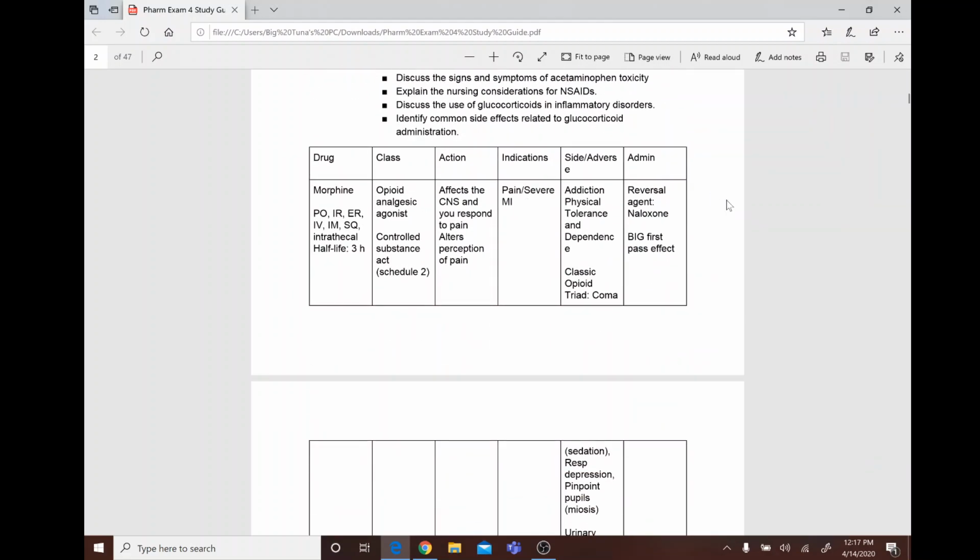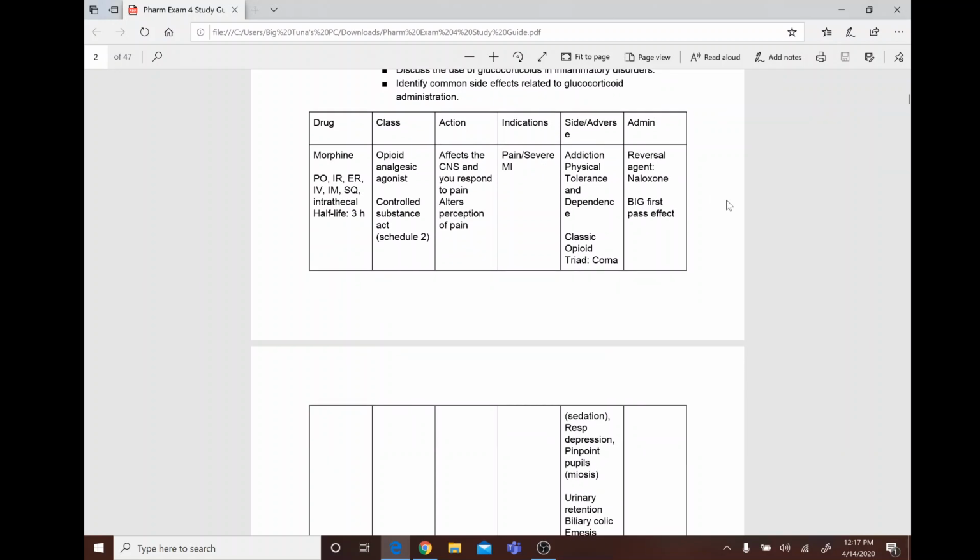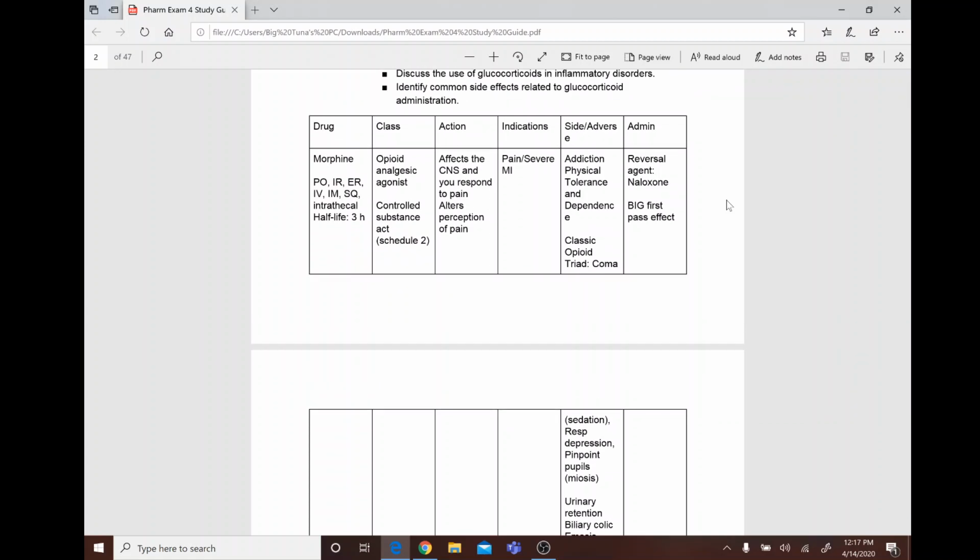Morphine, we give it PO, immediate or extended release, IV, IM, sub-Q, intrathecally with a half-life of 3 hours. Its therapeutic class is opioid analgesic. Pharmacologic class is opioid agonist. It's a Schedule 2. Morphine's action affects the CNS and how you respond to pain. It alters perception of pain. Morphine is used for severe pain and MI.